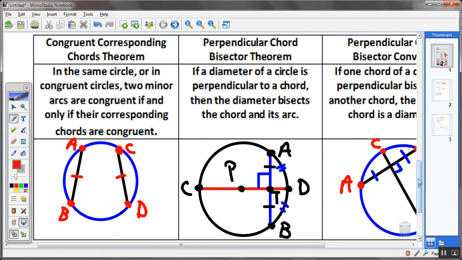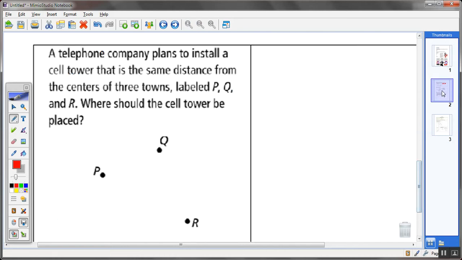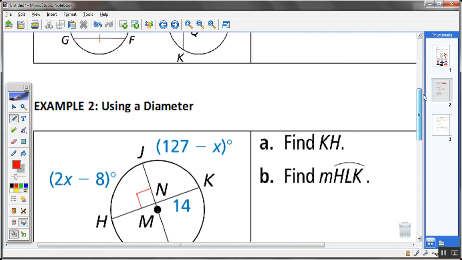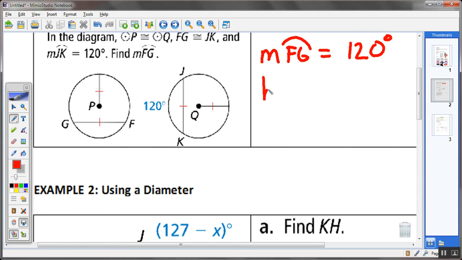So is it okay if I call this the congruent corresponding chords theorem? Or the CCCT? Can I abbreviate CCCT for this? How are we going to abbreviate this one? And how about this one? PCDC. Okay. So this first one would be by CCCT. Corresponding congruent chords theorem. Okay.